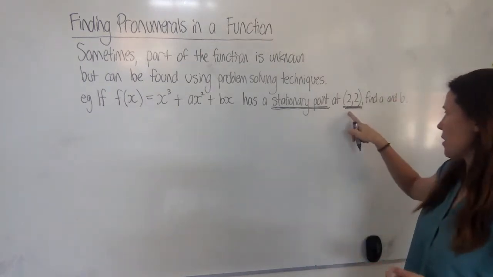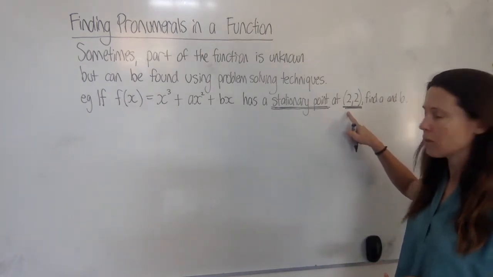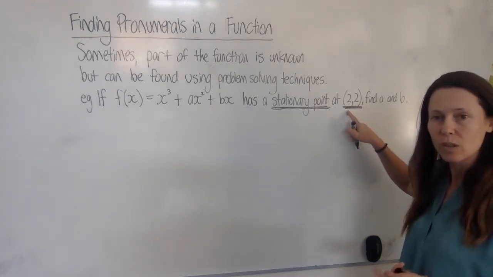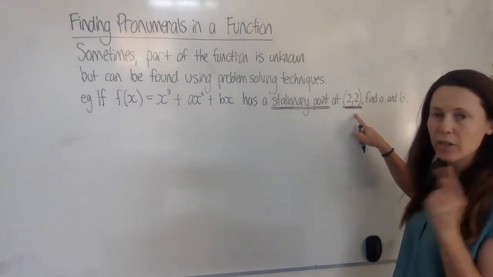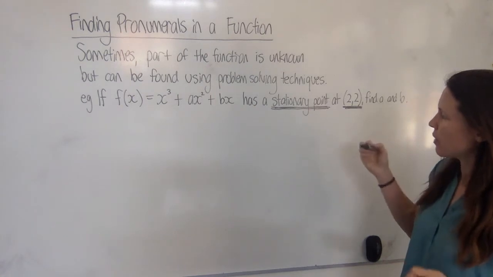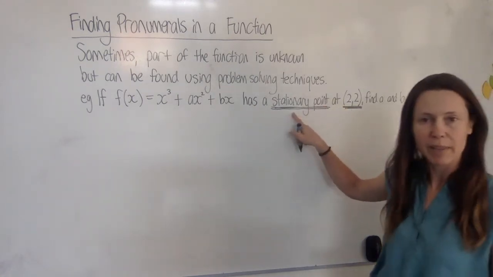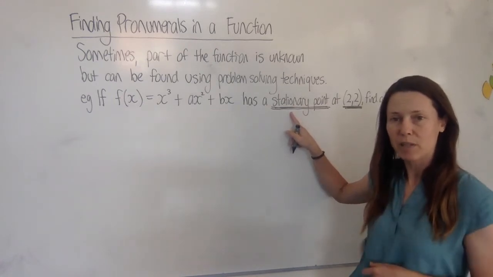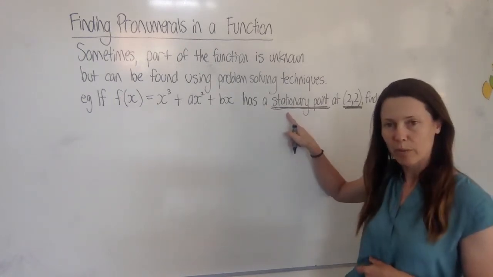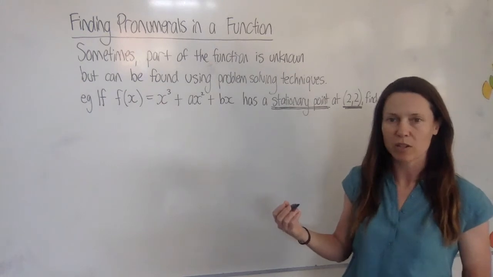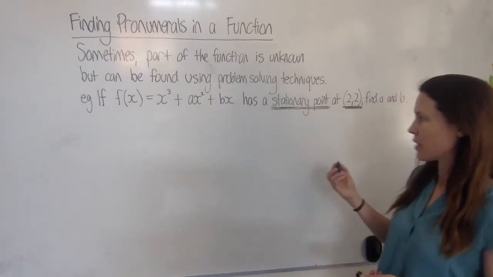Now the simplest thing that I can see here, the point (2, 2), this means that when x is 2, y is 2. So I'm going to use that to make my first equation. But then for the second one, I can think, well, hold on, when x is 2, I know something about the gradient. F dash x must be 0 because there must be a stationary point there. So let's write our two equations one at a time and then solve them simultaneously.